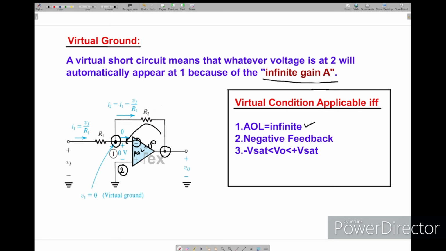First, the op-amp should be ideal, meaning it should have infinite open loop gain. It should be provided with feedback, and the output of the op-amp should be within the two saturations, meaning V0 should be between plus Vsat and minus Vsat. If all these three conditions are satisfied, then only we can apply the virtual ground concept in our op-amp circuits.